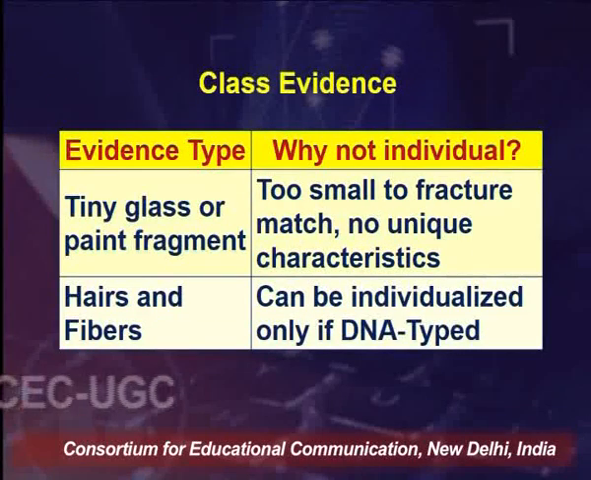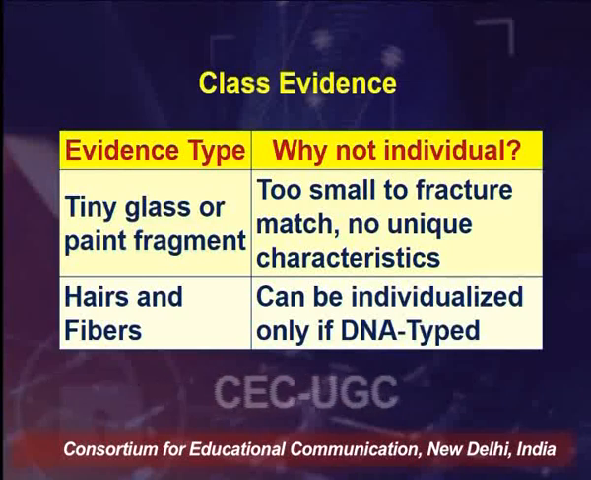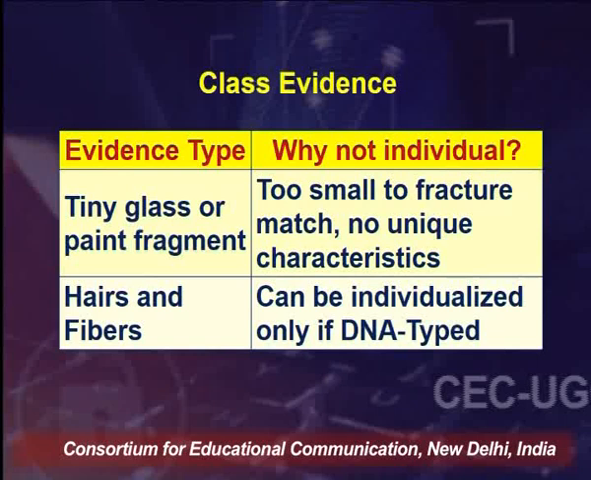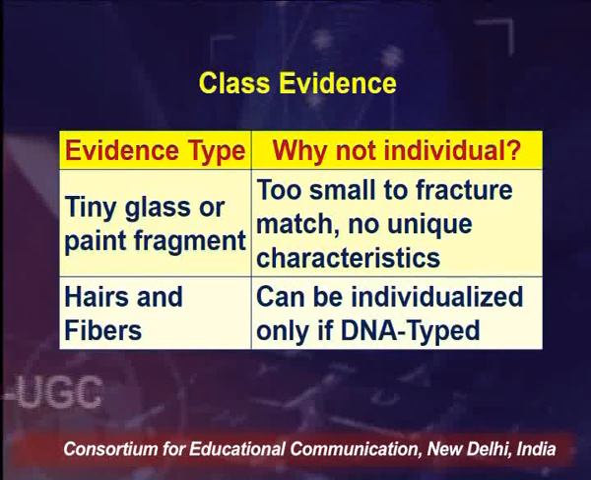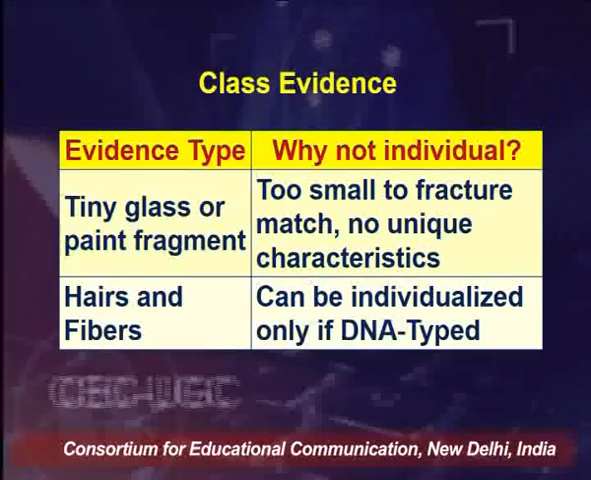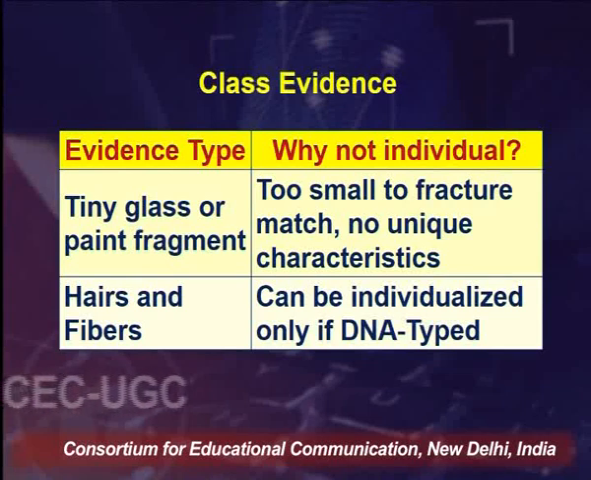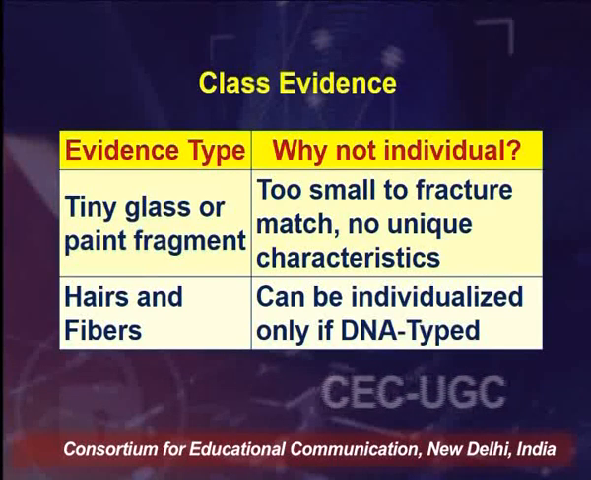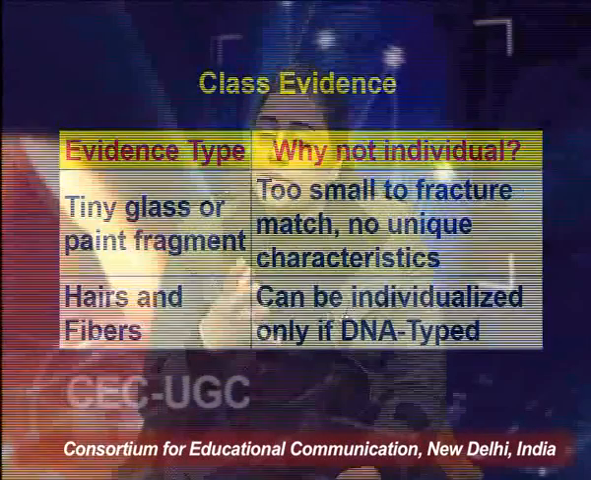Glass evidence analysis: there are tiny glass or paint fragments which cannot be matched by fracture match, or they don't have any unique characteristic, so we cannot individualize them. Hairs and fibers can be individualized only if they are DNA typed. If we have found the roots with the hairs, then only we can do DNA typing of those hairs. But if the root is not attached, then we cannot say that this hair belongs to that particular individual. Otherwise, with microscopic examination, we can give a rough estimate that this hair belongs to a human or an animal.